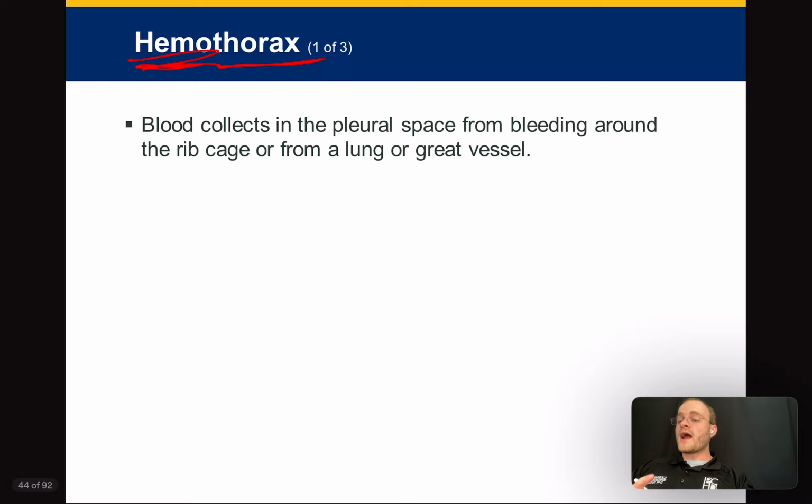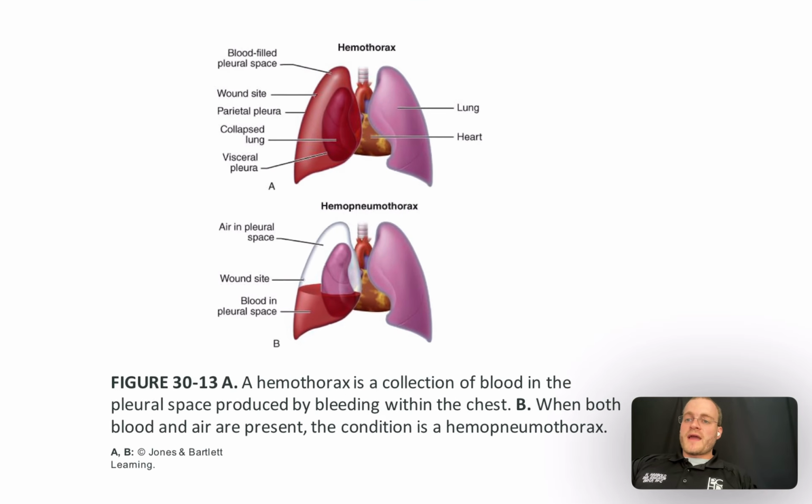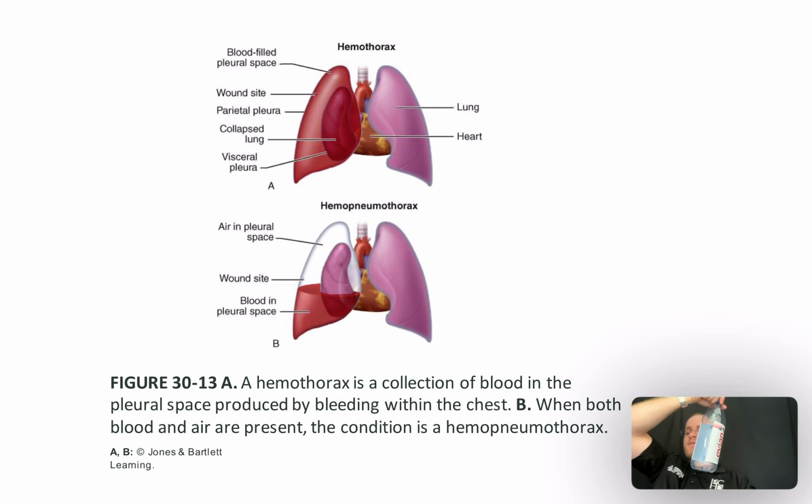Now, a hemothorax, talking about blood in the thorax, is when blood collects in the pleural space from bleeding around the rib cage, or from the lungs, or from a great vessel, or all of them. It kind of depends. I used to know the number. I think you can hold about 6 to 8 liters, like 6 to 8 Evian water bottles in each lung.